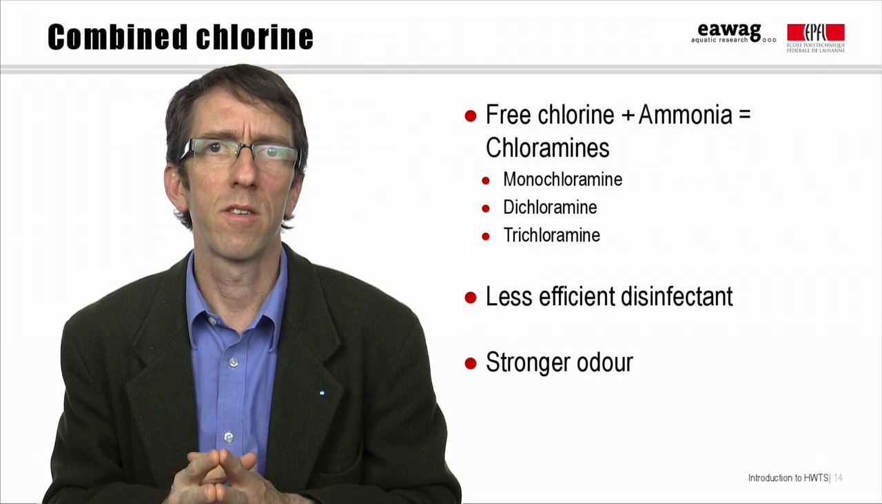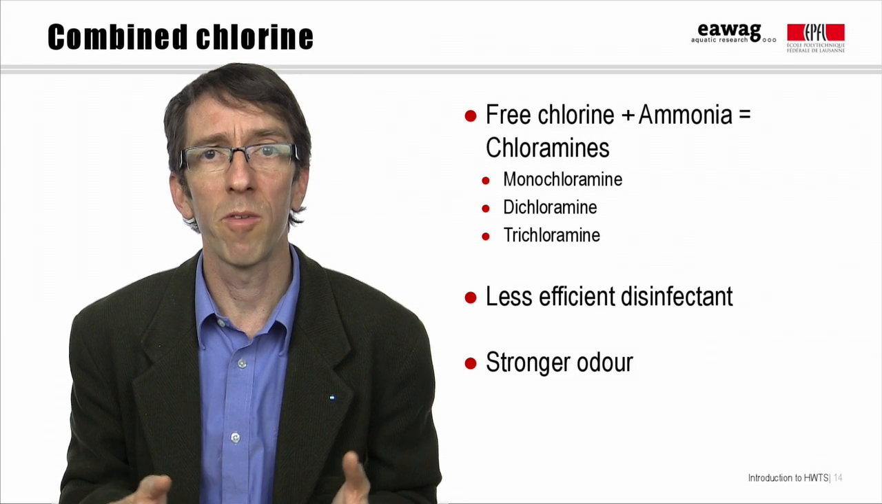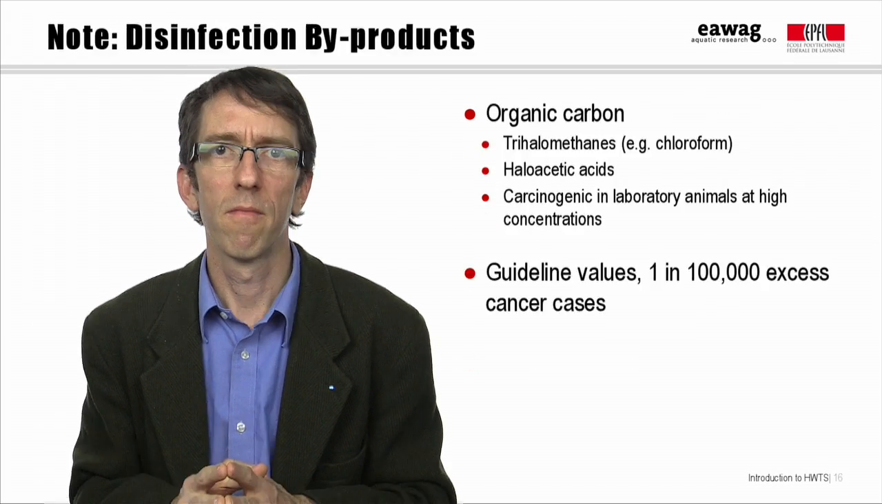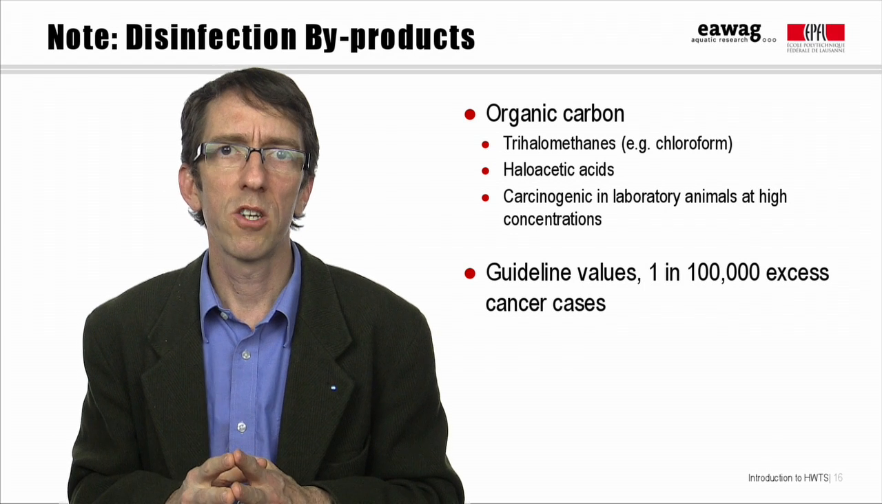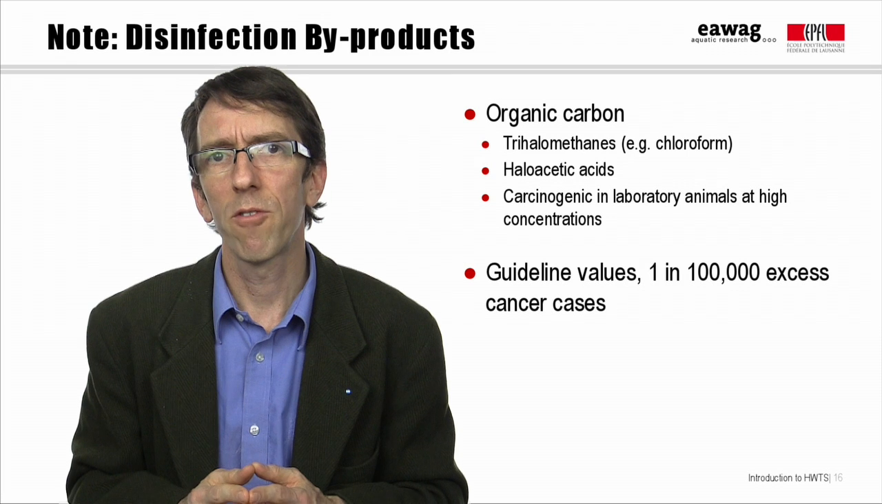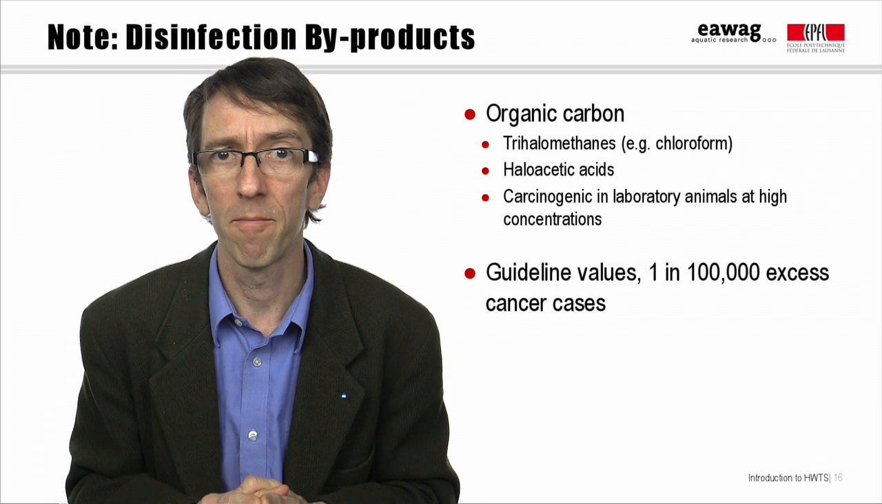Combined chlorine isn't typically used in household water treatment, though it can be formed unintentionally if the water has high ammonia levels. There's another important potential unintended reaction that can happen with free chlorine if there are high levels of dissolved organic carbon in the water being treated.